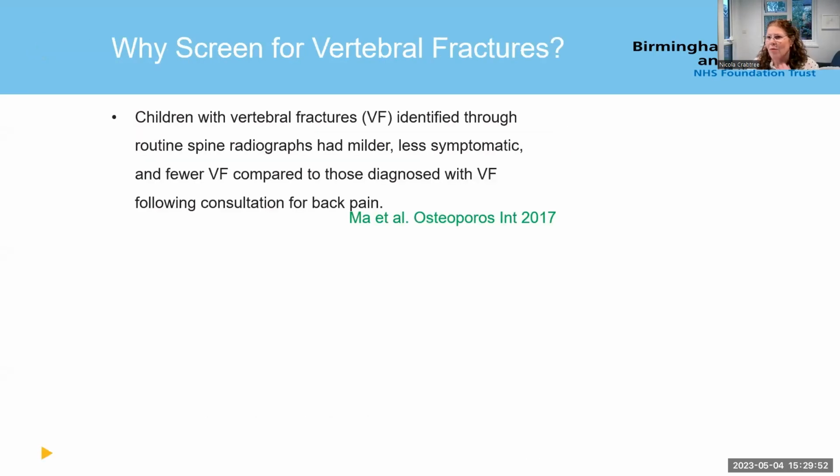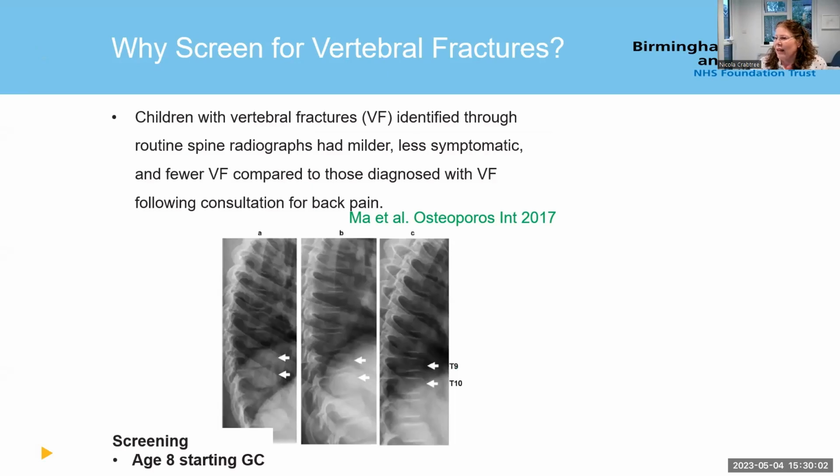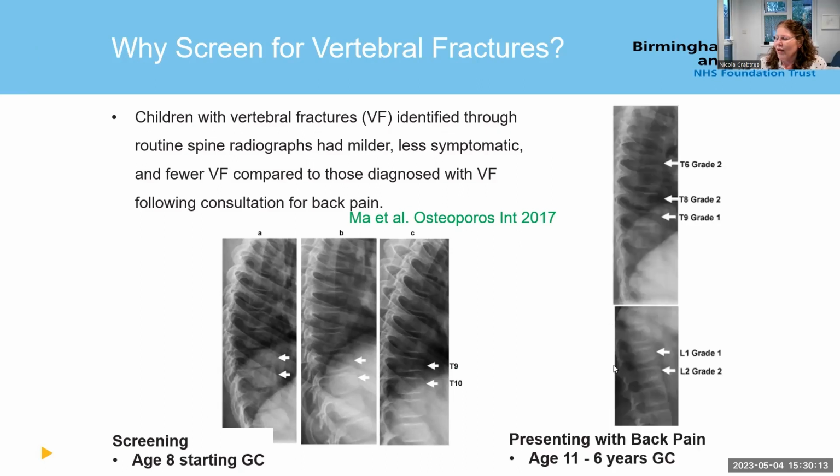This is some work from the Canadian group again, where they identified children from screening, and they looked when they started their glucocorticoid steroids, and you can see some mild changes that developed over time into mild fractures, versus those that actually presented with back pain who already had significant vertebral fractures. And we can see grade 2 fractures in the thoracic and the lumbar spine. So trying to identify them when they're asymptomatic and stop them progressing is obviously ideal.